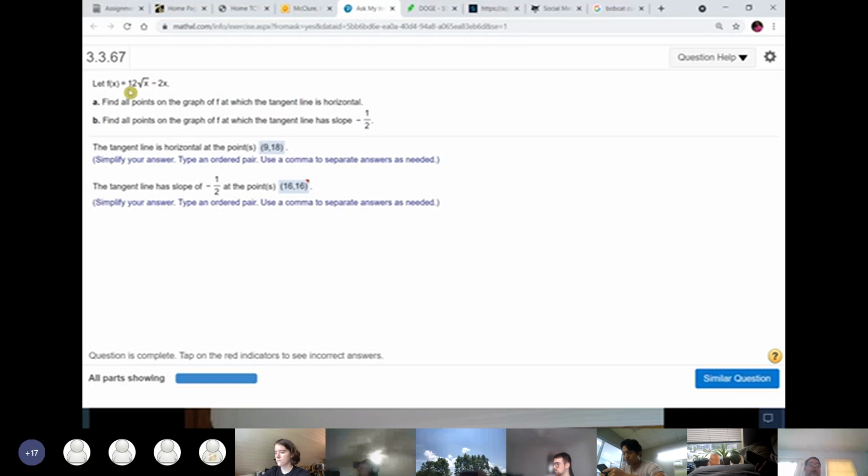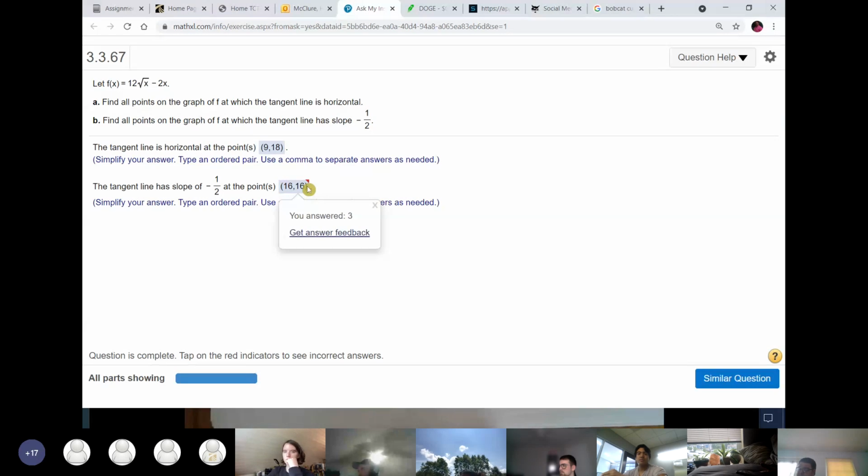12 square root of x minus 2x. Well, I got 16, but I don't know why I can't get rid of the cube. Exponent over index. We'll have to come back to this one because I'll have to look and see.